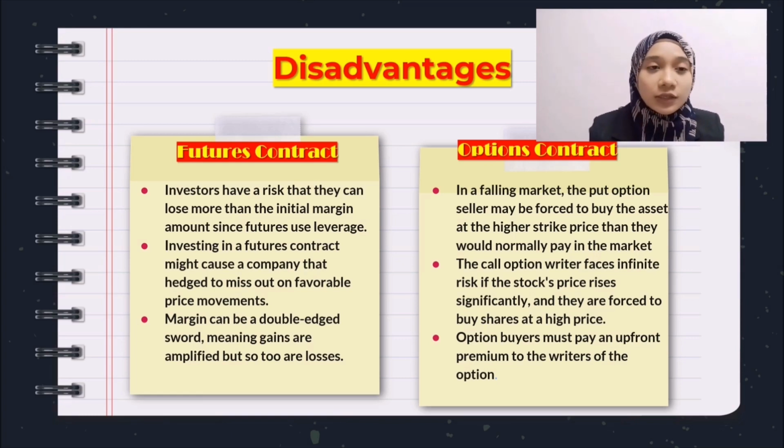So we proceed to the disadvantages of the option contract. In a falling market, the put option seller may be forced to buy the asset at a higher strike price than they would normally pay in the market. The call option writer faces infinite risk if the stock price rises significantly and they are forced to buy shares at a high price. Lastly, the option buyer must pay an upfront premium to the writer of the option.